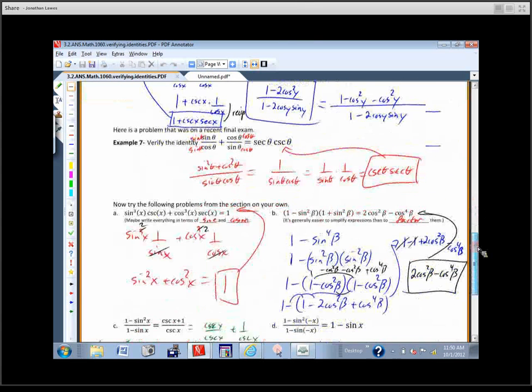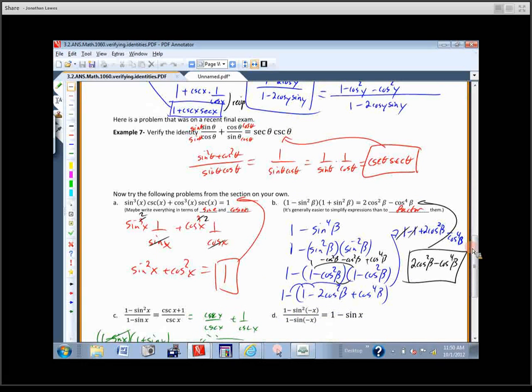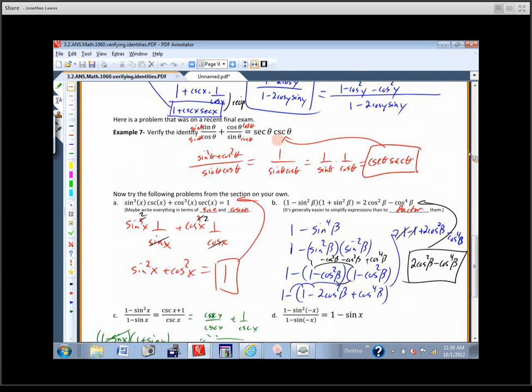Okay, you started working on 3.2, didn't you? Yeah. Hopefully you did, very good. Okay, it said verify that's an identity. Again, there's not really a side that's easier than another, but I said generally speaking, we're better at simplifying things. We're better at combining things together than we are at breaking them apart.